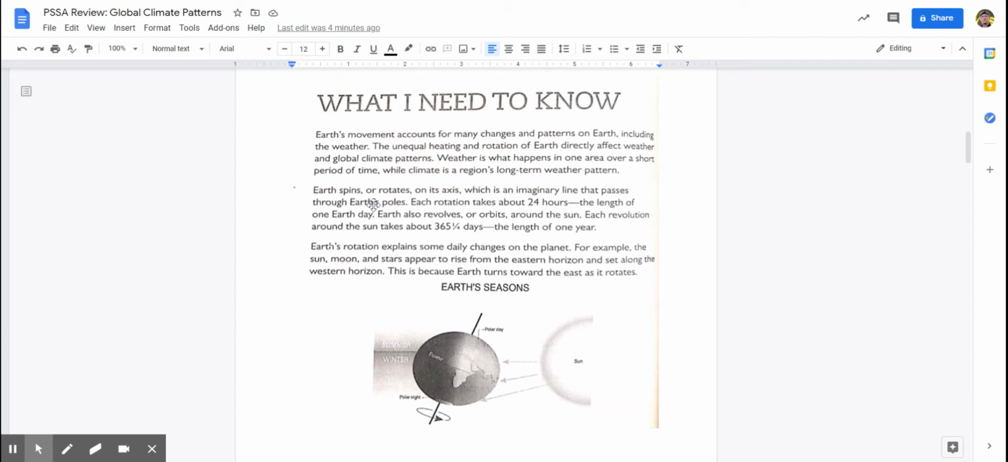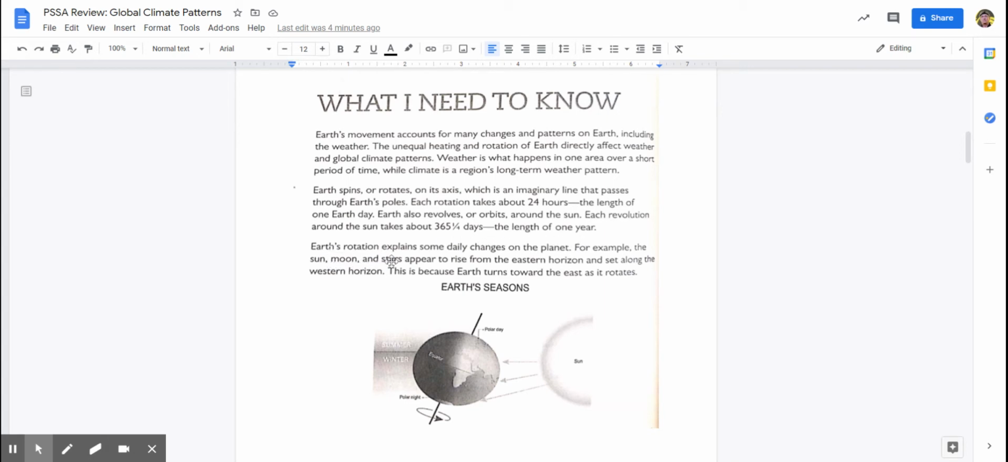Earth spins, or rotates, on its axis, which is an imaginary line that passes through Earth's poles. Each rotation takes about 24 hours, the length of one Earth day. Earth also revolves, or orbits, around the Sun. Each revolution around the Sun takes about 365 and 1/4 days, the length of one year.